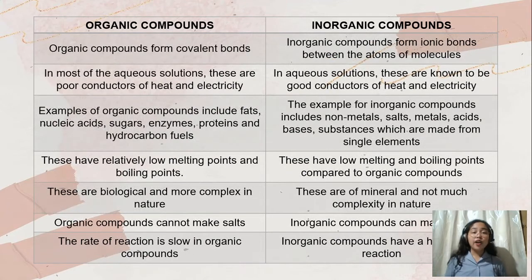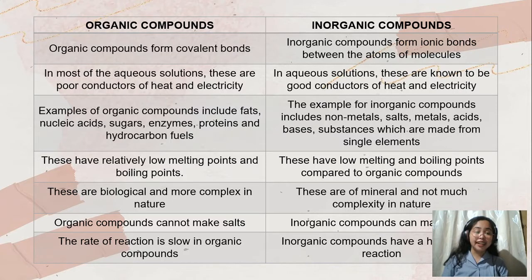Next, organic compounds form covalent bonds, while inorganic compounds form ionic bonds between atoms of molecules. In aqueous solutions, organic compounds are poor conductors of heat and electricity, while inorganic compounds are known to be good conductors of heat and electricity. Examples of organic compounds, which I mentioned again, are fats, nucleic acids, sugars, enzymes, proteins, and hydrocarbon fuels, while inorganic compounds are non-metals, salts, metals, acids, bases, and substances made from single elements.